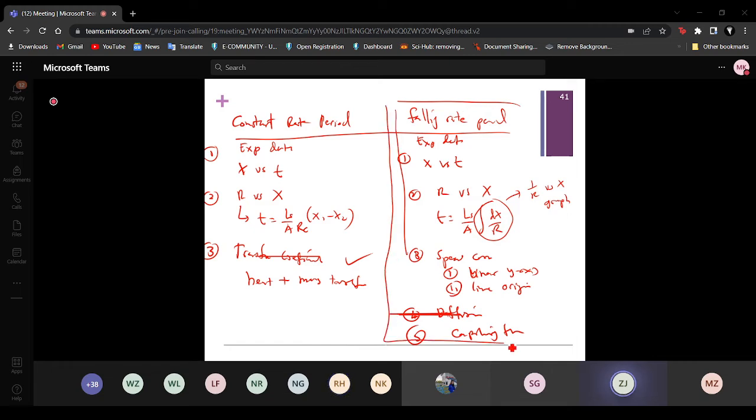So this is the only method. If a question comes out, any problem in a test or the final and so on, this is the summary of which one you need to use, depending on the question and what information they give you. In the falling rate period, we don't have any equation involving heat and mass transfer. Only in the constant rate period can you use heat and mass transfer.